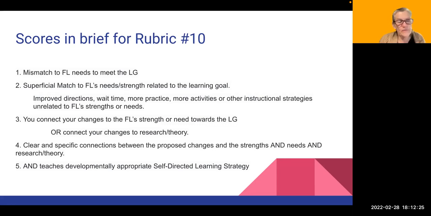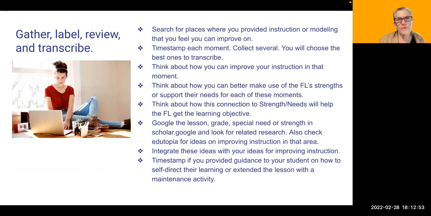For 3, you want to connect your changes in your teaching that you identify that you want to make to the focused learners, either a strength or a need towards the learning goal, or you can connect changes that you want to make towards that learning goal based on research and theory. For a score of 4, you're going to connect all those dots. And for a score of 5, you're going to add some self-directed learning strategy that's developmentally appropriate for your learner.